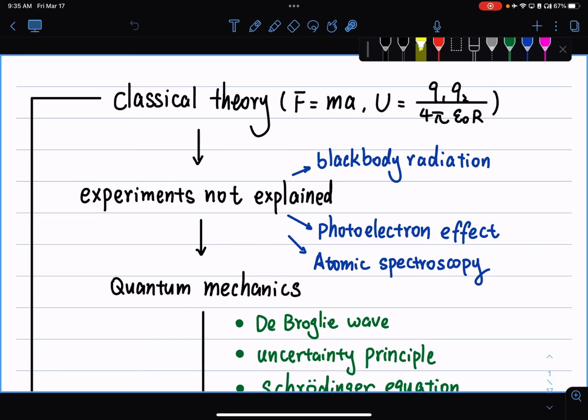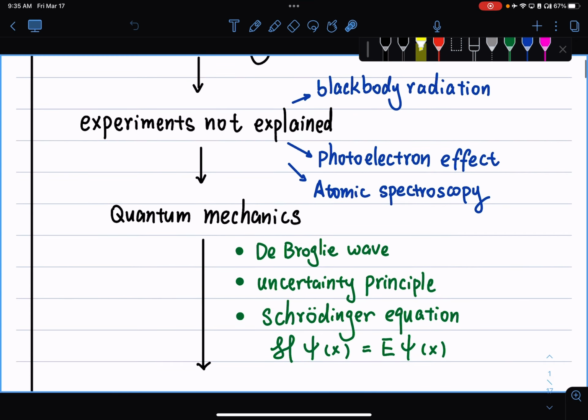But we want to make it more generally applicable. The atomic spectroscopy and Bohr model only work for one electron systems, and what we want is a more universally applicable theory. So that's why we dig a little bit deeper than your common Gen Chem classes into quantum mechanics by introducing the de Broglie wave, the Heisenberg uncertainty principle, and at the end, the Schrodinger equation.